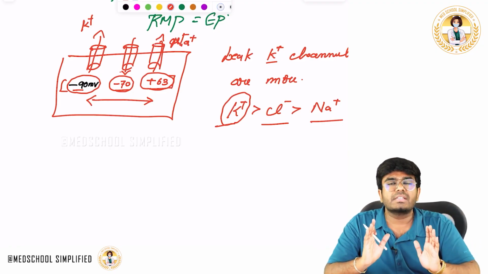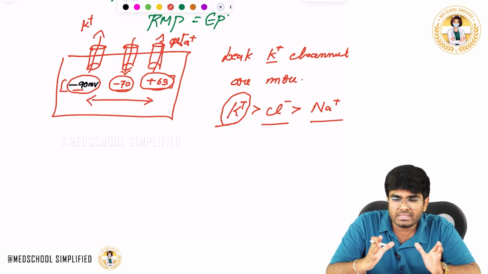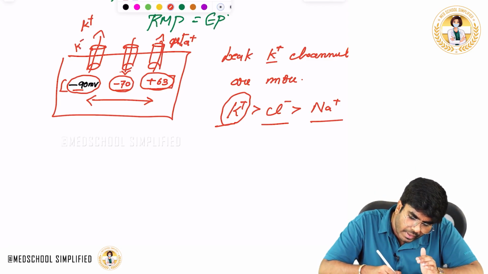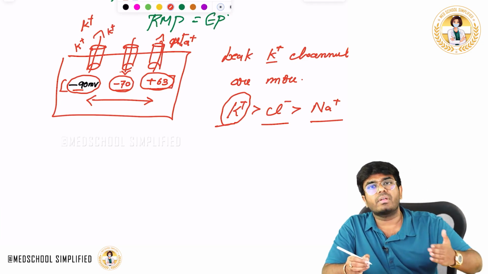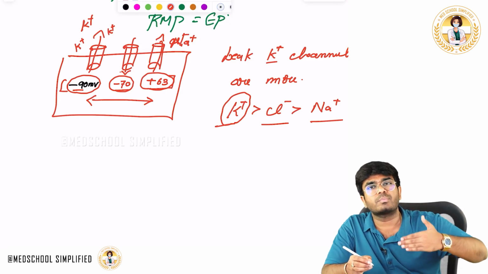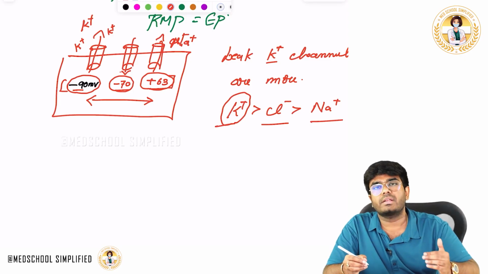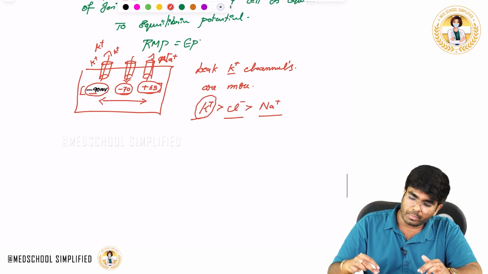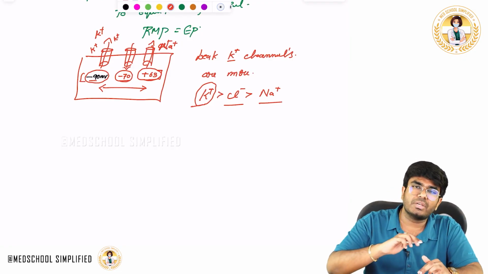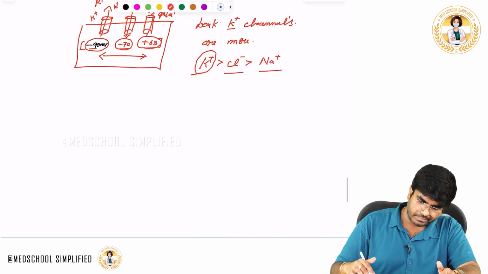See, the resting membrane potential will be dependent on all these 3. They will finally balance and come to one value. But in this cell, the number of leaky potassium channels is hundreds and hundreds of times more than the sodium channels and the chloride channels. So the resting membrane potential will be close to the equilibrium potential of potassium.